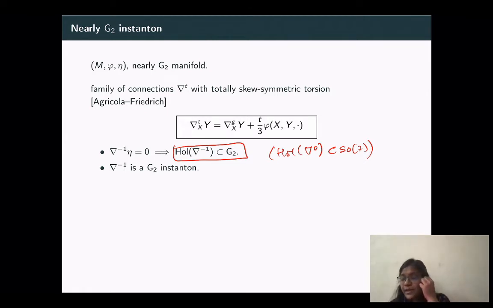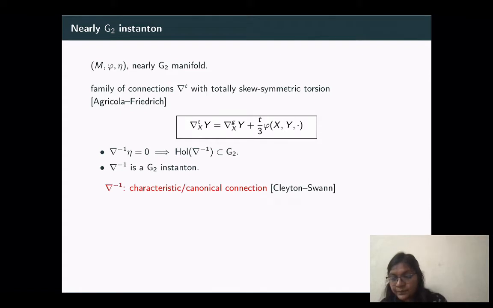So for torsion free, the Levi-Civita connection is also a G2 instanton. But in the nearly G2 case, the Levi-Civita connection is not a G2 instanton, but this nabla minus 1 is a G2 instanton. So in some sense, this nabla minus 1, or as we will now call it, the canonical connection, is an analog of the Levi-Civita connection on the nearly G2 manifold.